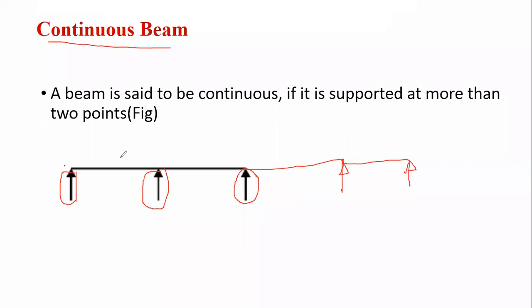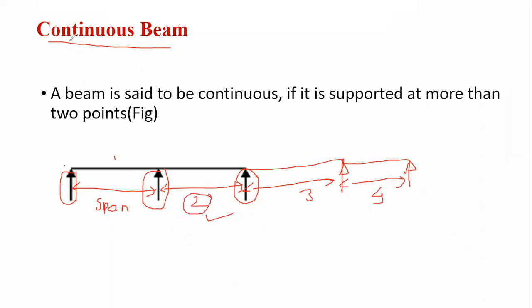Or you may call it so if there are more than two spans. Span means what? This one is one of the spans. This one is the second span. Support to support distance is called span. If there are two spans, this one is second. Two or more than two spans. This one is third, and this one is the fourth. If there are more than two spans, then such kind of a beam is called a continuous beam.